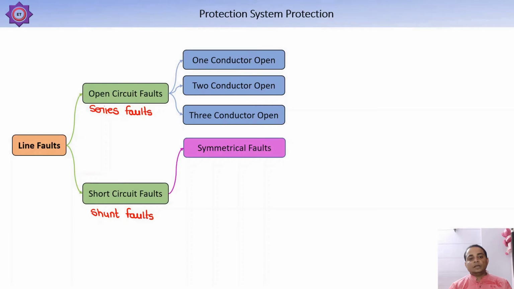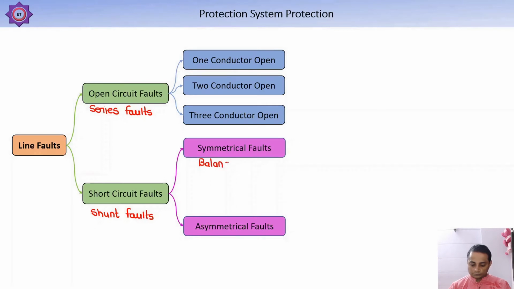First one is symmetrical and the other one is asymmetrical. Symmetrical faults are also called balanced faults because after the fault, voltage and current phasors are not disturbed. And asymmetrical faults are also called unbalanced faults, because after the fault voltage and current phasors are disturbed.